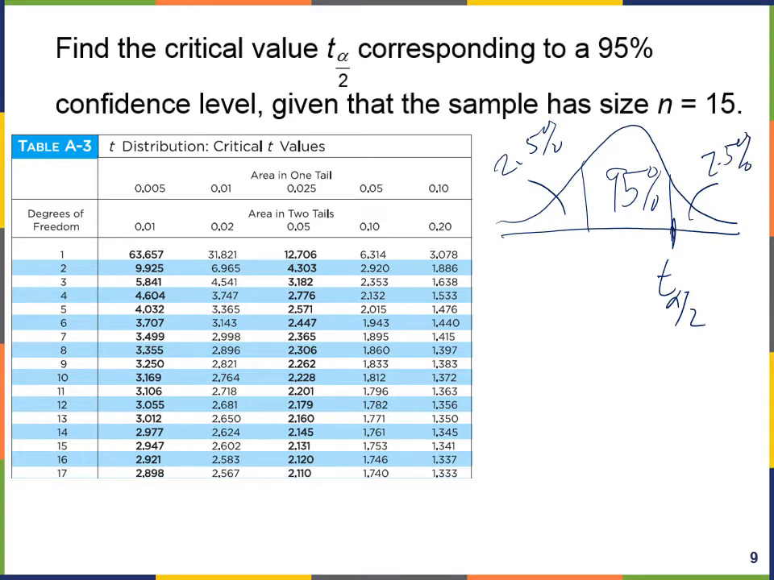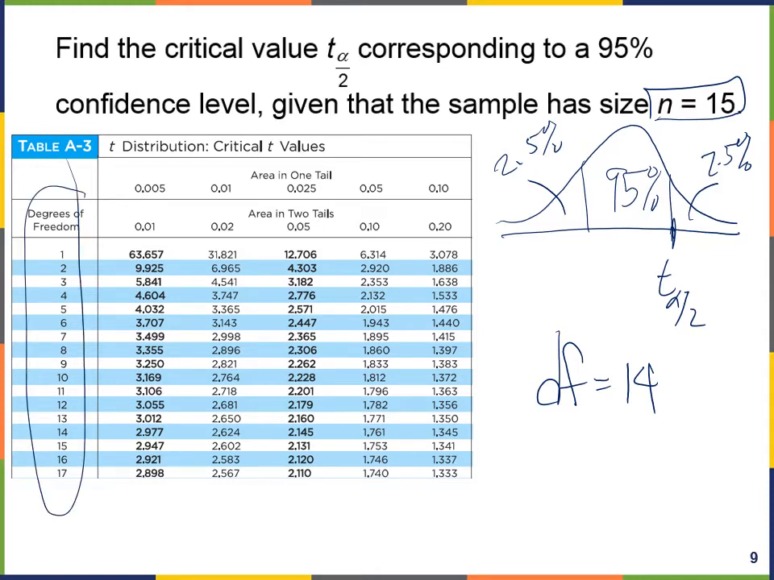And let's just say we have a sample size of 15, because that's going to make a difference. Remember, the sample size changes the curve, which will change the disbursement of the area under the curve. And so if our sample size is 15, that means our degrees of freedom will be 14. It's always 1 less than the sample size. And so we look at this table. So this table is set up a little bit differently. Degrees of freedom are located here on the side, and our area in one tail or two tails is stacked up here on the top.